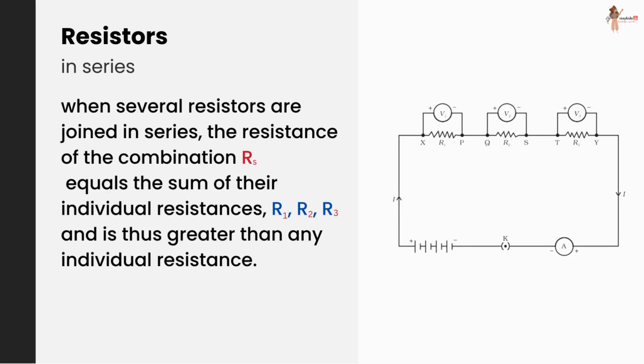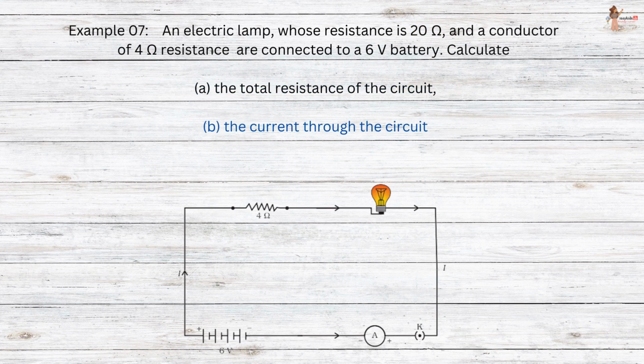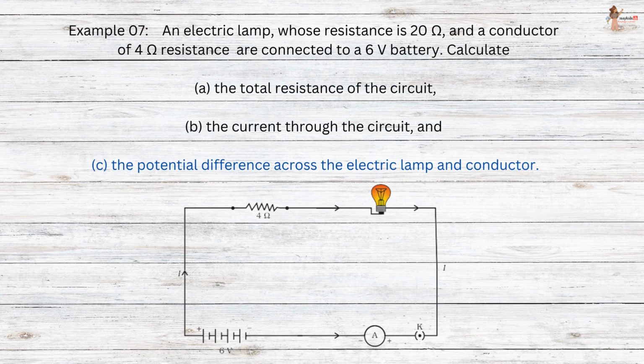Let's solve an example now. An electric lamp whose resistance is 20 ohms and a conductor of 4 ohm resistance are connected to a 6 volt battery. Calculate the total resistance of the circuit, the current through the circuit, the potential difference across the electric lamp and conductor.